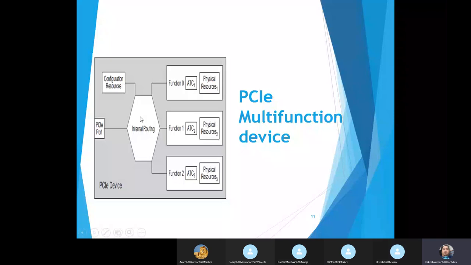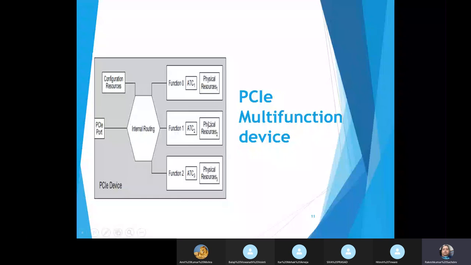Yeah, so this is without virtual function, these are physical functions. What happens is the PCIe port will receive a TLP or transmit the TLP. Whenever a memory read or memory write is received, according to the function address, it will go to a particular function and the function will respond. Suppose function one is getting the request, function one will respond and generate a CPLD.